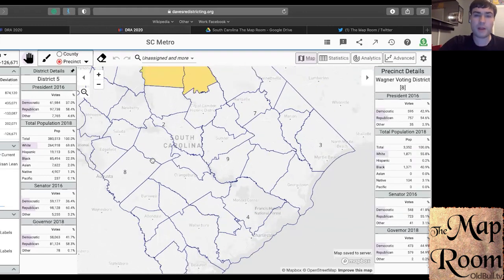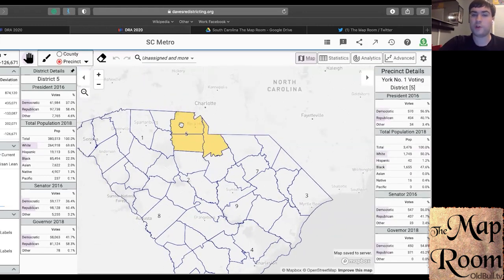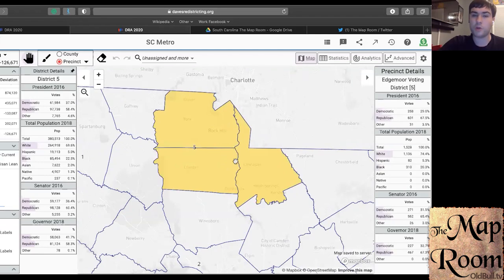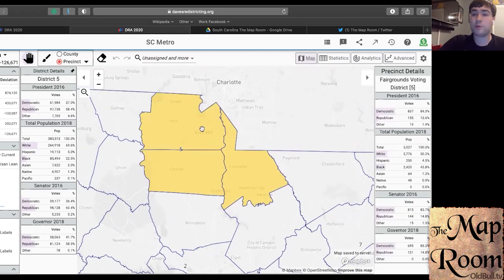Another area to talk about is this Charlotte-adjacent area. So these are counties like York and Union and Lancaster. A lot of it's based around Rock Hill, which is a very important area, but this area also leans Republican.